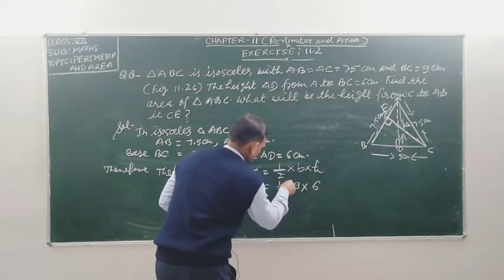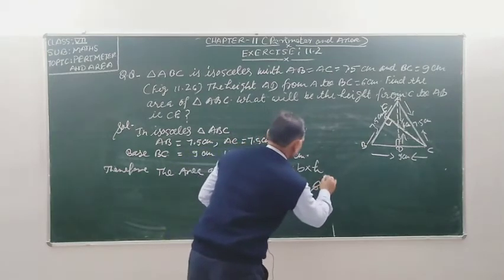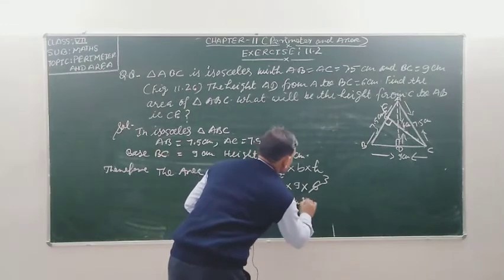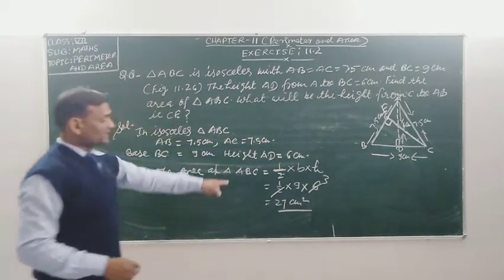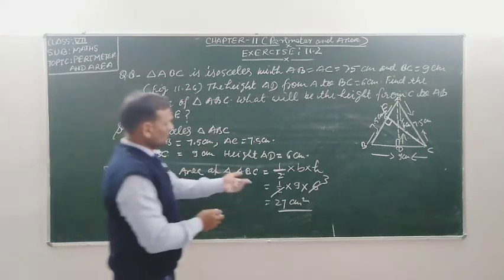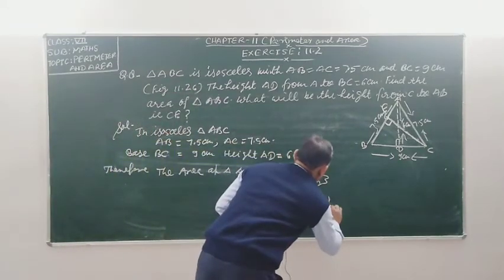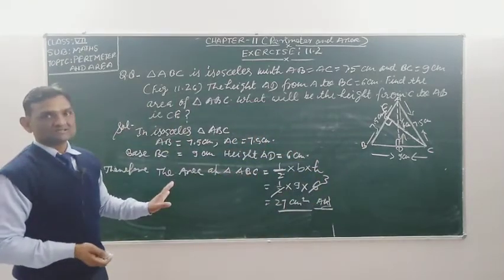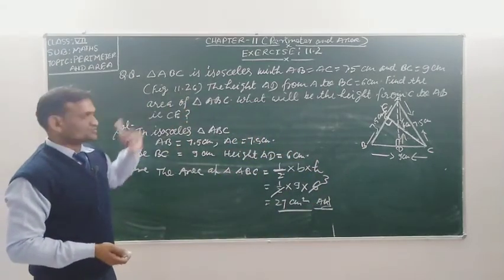So you can calculate: 2 threes are 6 and 9 threes are 27 centimeter square. This is the area of the isosceles triangle ABC. So it is my first answer, student. I have found out the first answer which is asked in the question.